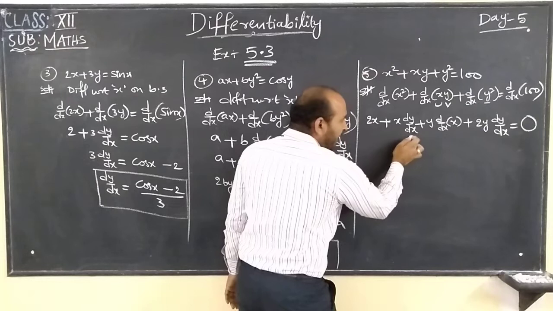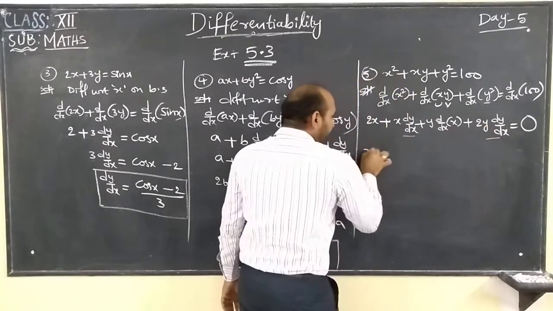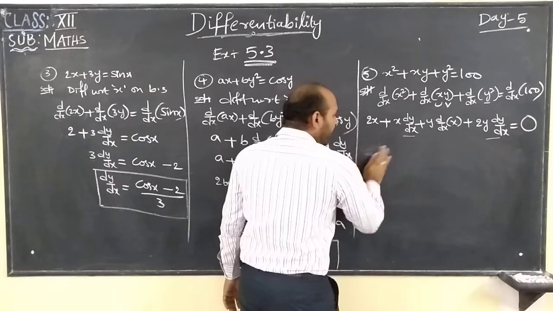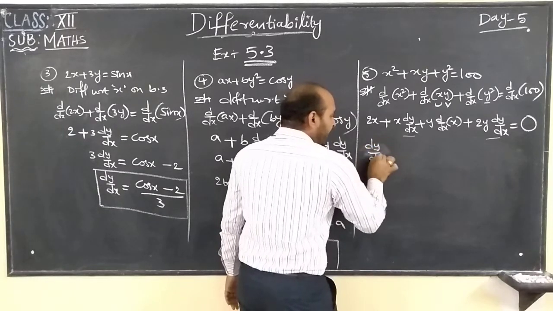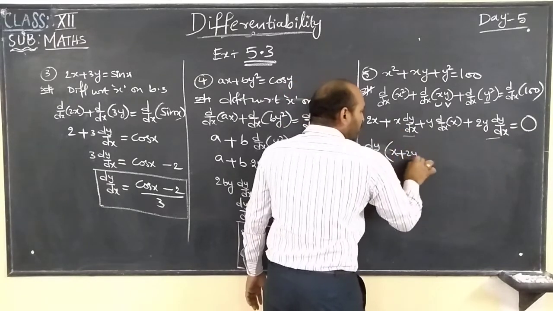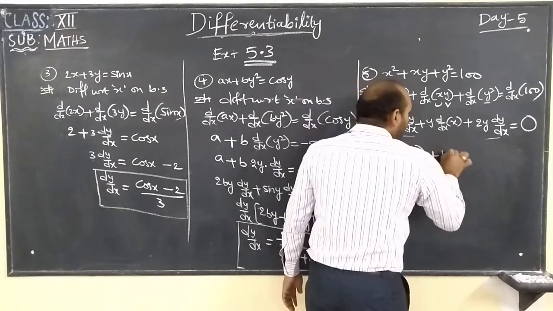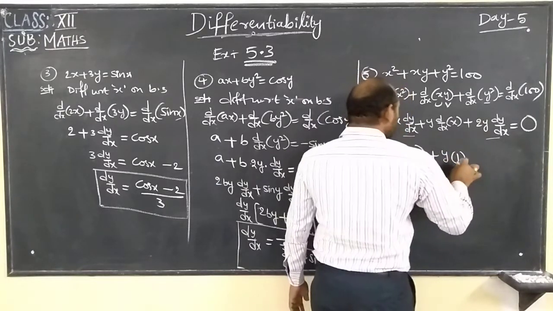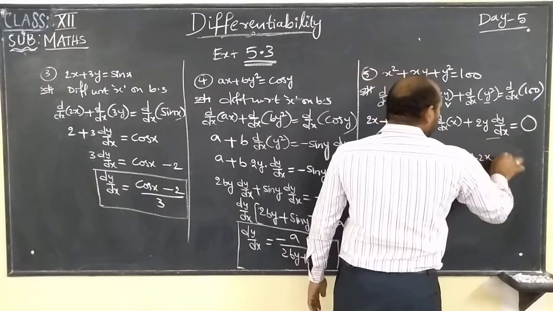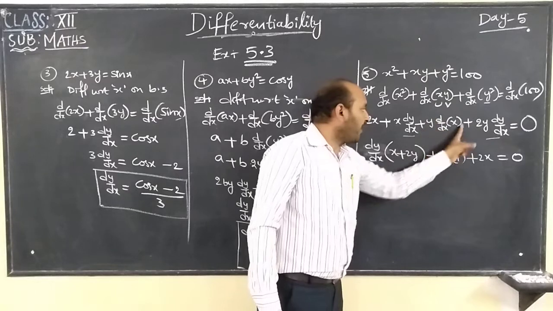So here dy by dx term, this is dy by dx term, this is also dy by dx term. x into dy by dx terms, take dy by dx common, that is (x plus 2y) dy by dx, plus y into 1, plus 2x, which is equal to 0. 2x, y into derivative of x value 1.